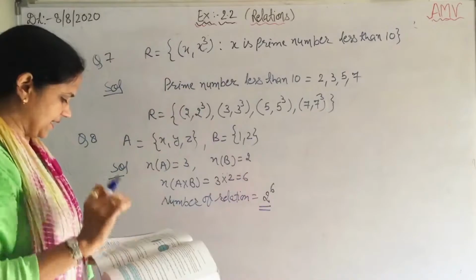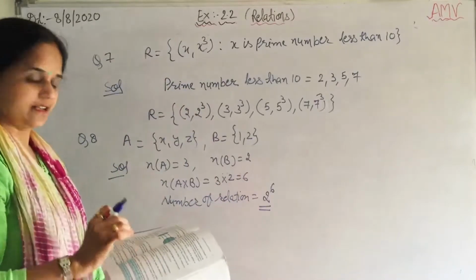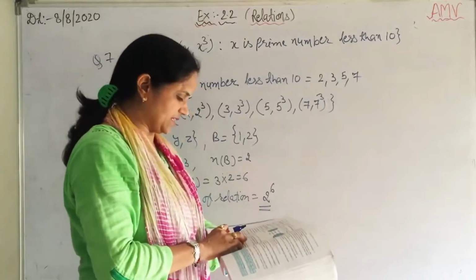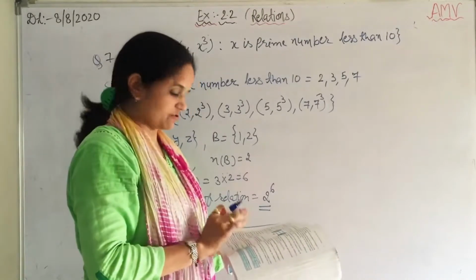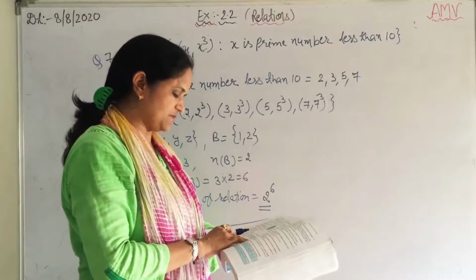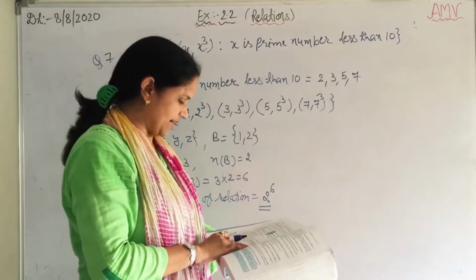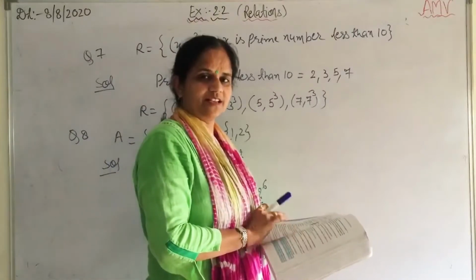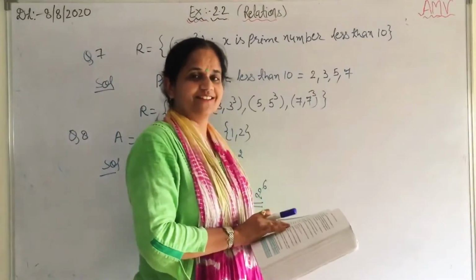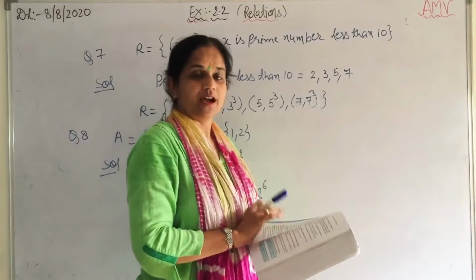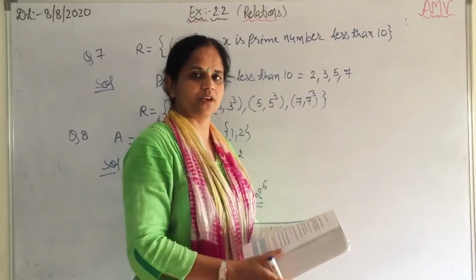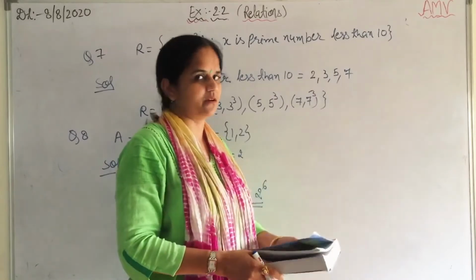And the last question. Let R be the relation on Z defined by R equal to (a, b), where a, b belong to Z and a minus b is an integer. Find the domain and range of R. So student, this question you do on your own. I have done 8 questions out of 9. And complete your work in your maths notebook.